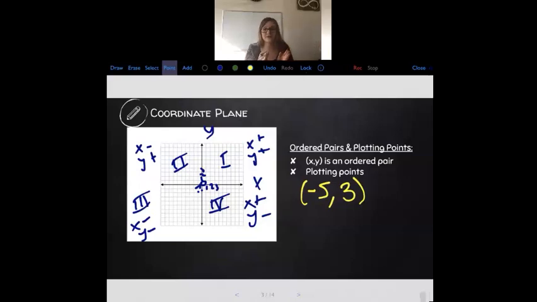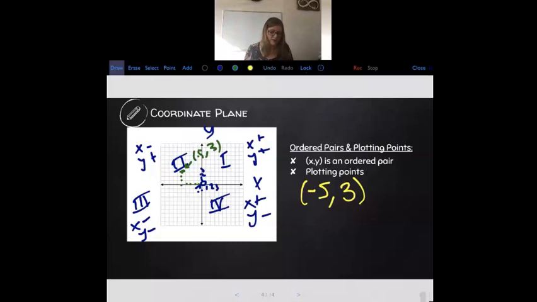Okay, so that first number is how you're going to move left, right. That second number is how you're going to move up, down, and that's where you will get the point that you're asked to plot. Okay, so starting off, so -5, so we start at the origin and we go 5 to the left. 1, 2, 3, 4, 5, and then since y is positive, we go up 3. 1, 2, 3. So this is the point, this one right here, (-5, 3).